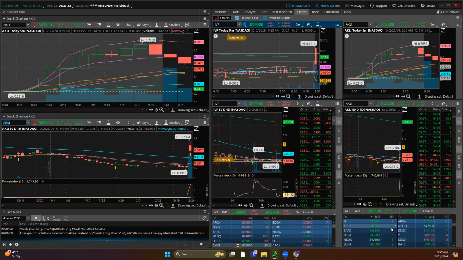Like this is 11,900 shares. This 165 is 16,500 shares. It seems to be bottoming here. So it may not dip all the way down.